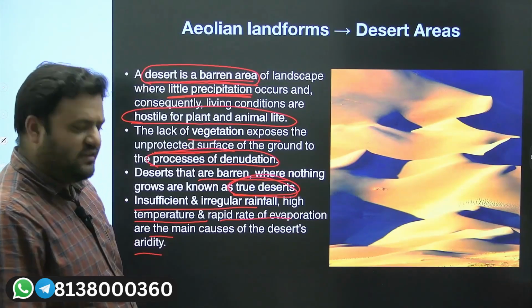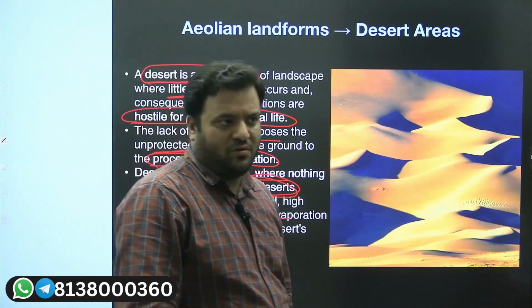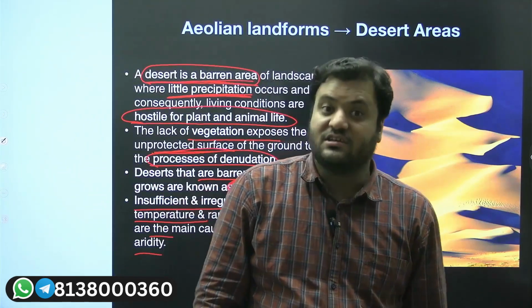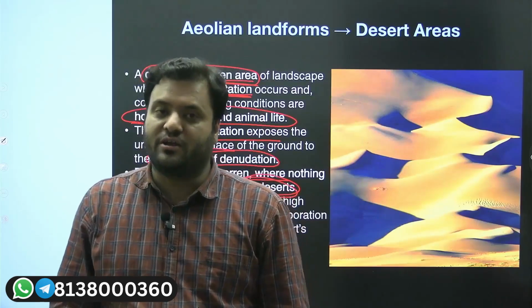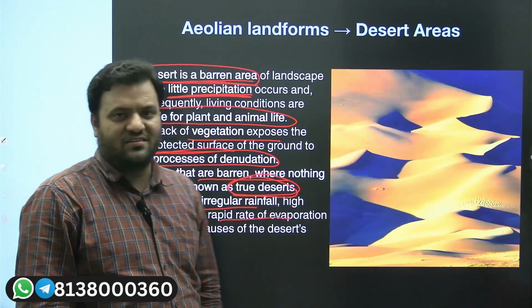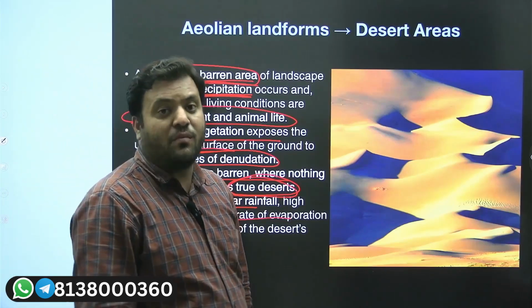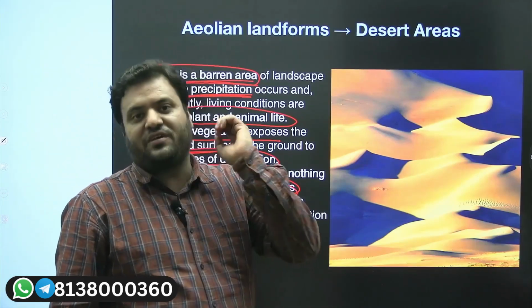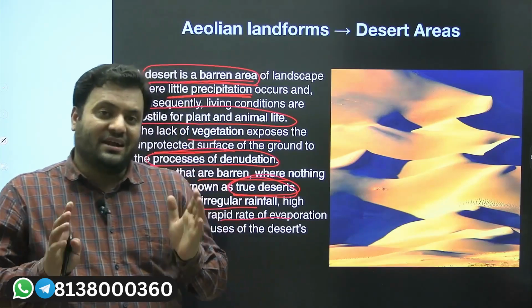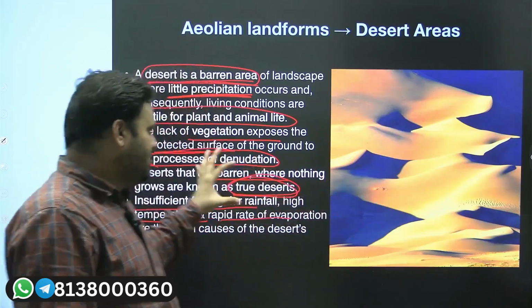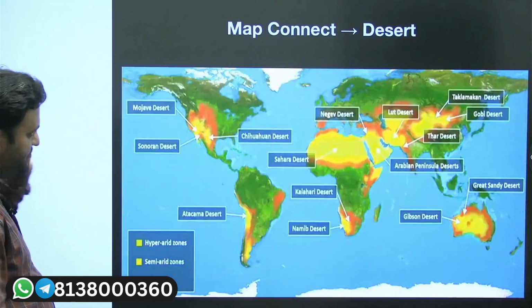Insufficient and irregular rainfall, high temperature, and rapid rate of evaporation are the main causes responsible for desert aridity. More features you will learn in climatology. Specifically in climatology, you will get to know the main reasons responsible for deserts located on the western margin of continents. We have some specific reason behind this. You will get clarity in climatology. However, this is just for reference, be with it.